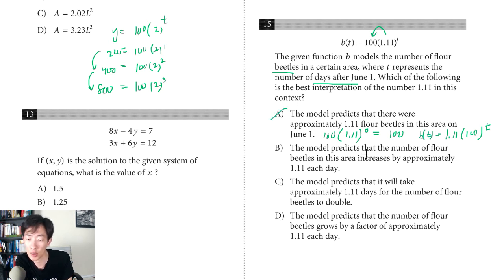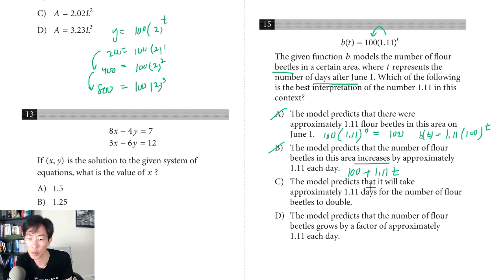Choice B, the model predicts that the number of flower beetles in this area increases by approximately 1.11. So you want to be very careful here. It doesn't increase by 1.11 each day. If you wanted to represent that, you would say the original is 100, and that would be adding 1.11, and to say that happens each day, you would multiply that by t. Because on the first day, you'd add 1.11, on the second day, you'd add 2 times 1.11, and it'd be increasing by that each day. So choice B is out.